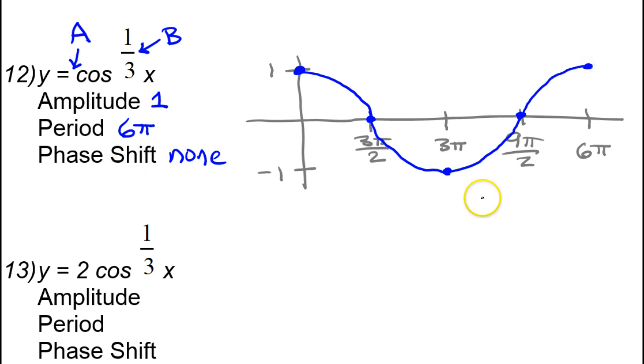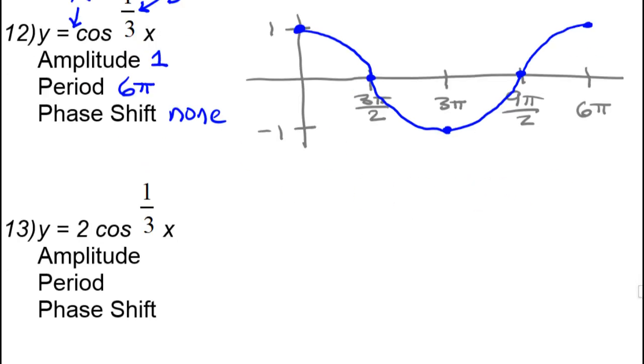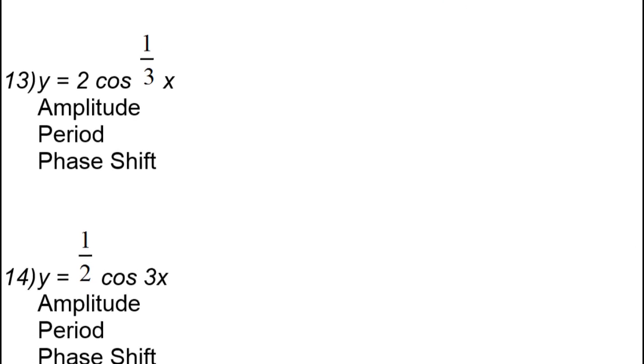And there you go for number 12. All right, how about number 13? This is my A value. So that tells me that the amplitude is 2.